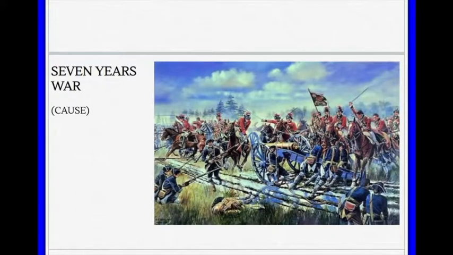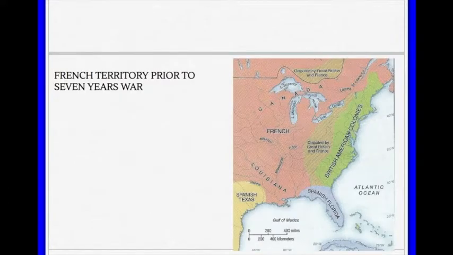The 7 Years' War was the second major cause of the American Revolution. This is a map of the French territory prior to the 7 Years' War. If you'll remember from an earlier lecture, this is where the New France colony was located. The 7 Years' War occurred over a land dispute between Great Britain and France. And when I say Great Britain, I'm including the British American colonies.